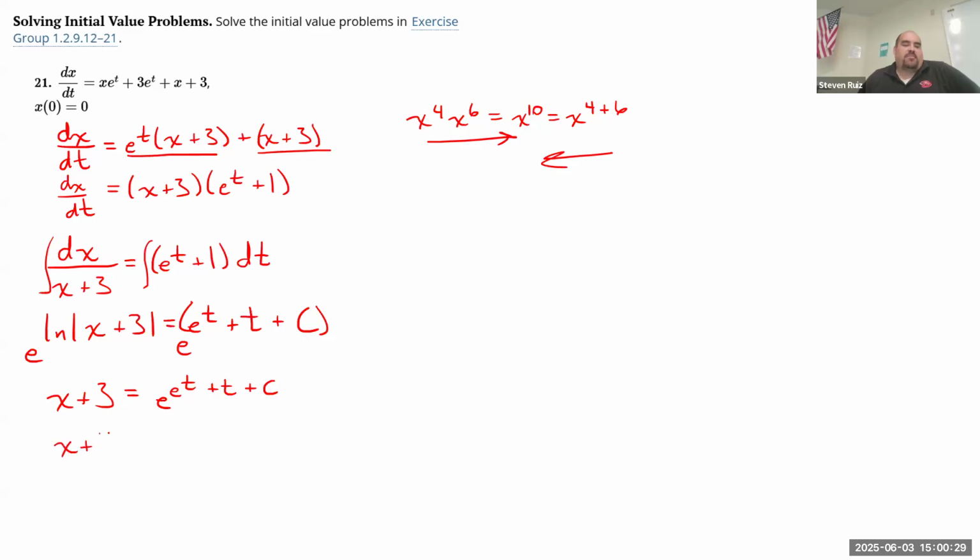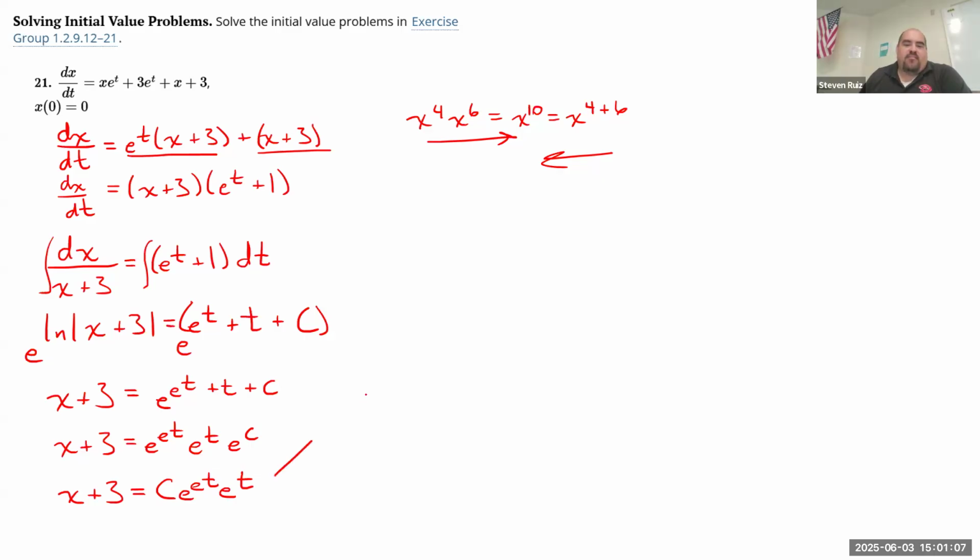So now I get x plus 3 is equal to e to the t times e to the t times e to the c. And we're going to kind of take that liberty again. E is a constant, c is a constant. A constant raised to a constant is a constant. If c is already unknown, then I will just kind of absorb those together. x plus 3 equals c, e to the t, e to the t.